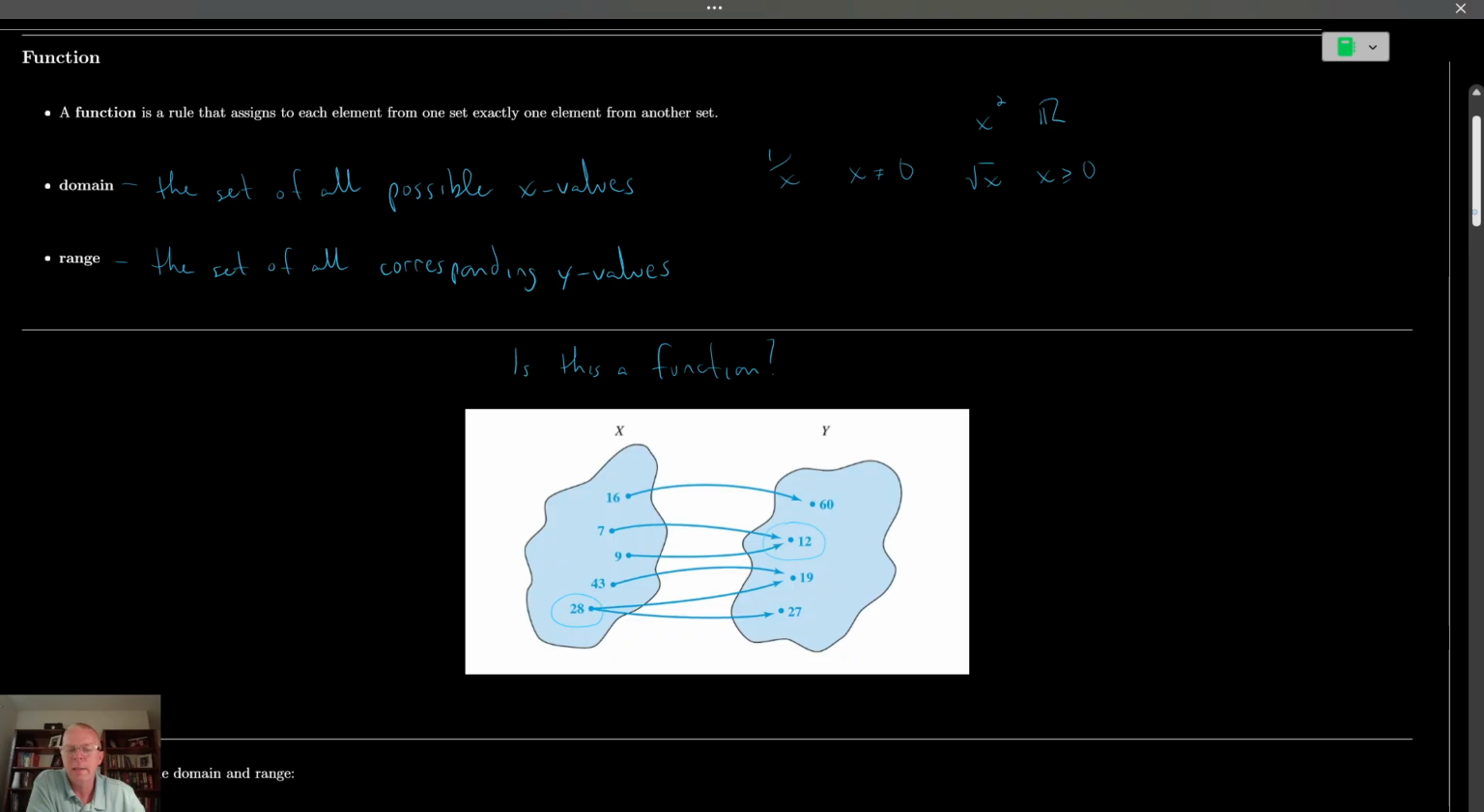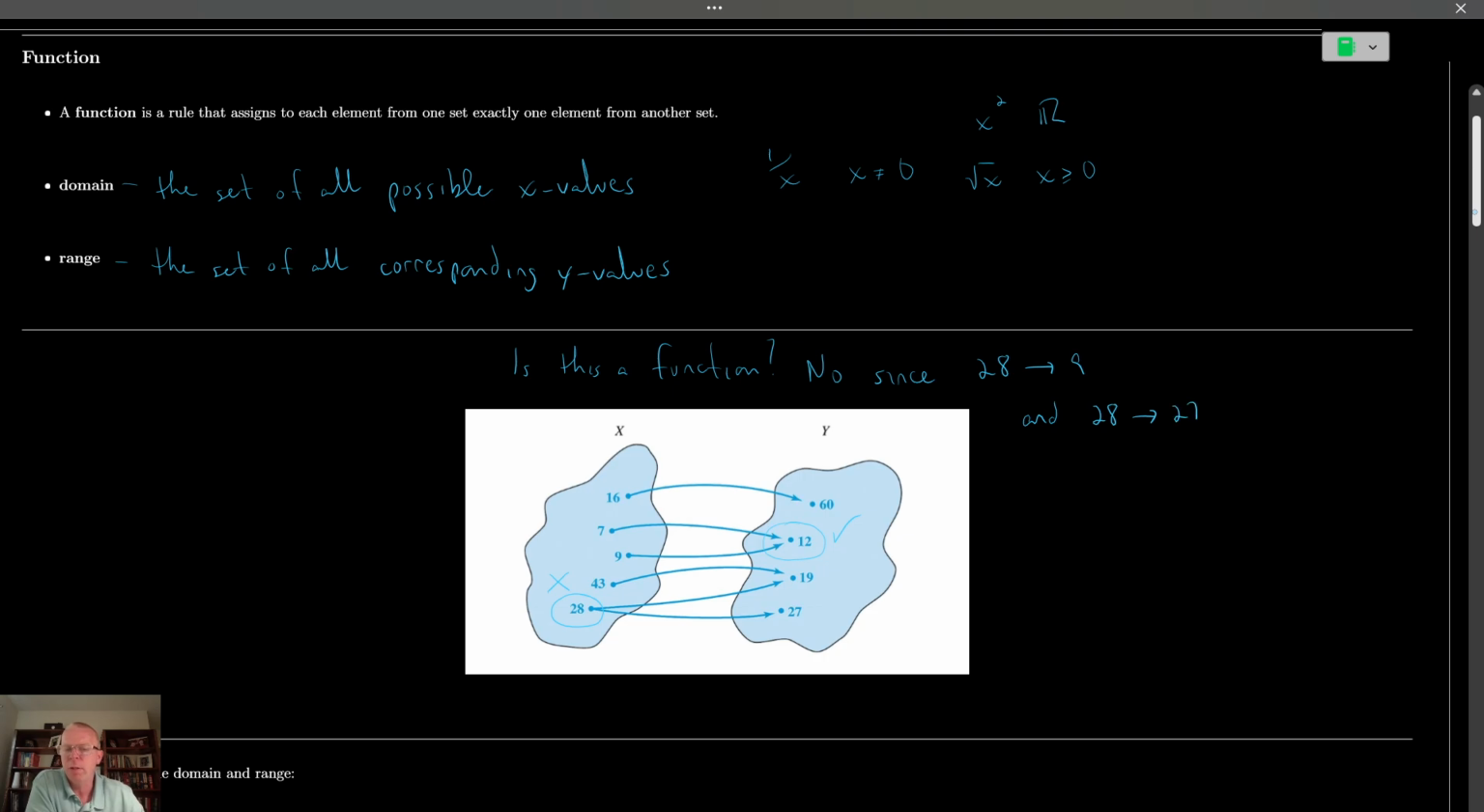So 28, this one's okay. 28, that is not okay. We have 28 going up to 19, and we have 28 going to 27. So that tells us that this is not a function. So no, since 28 goes to 19 and 28 goes to 27.